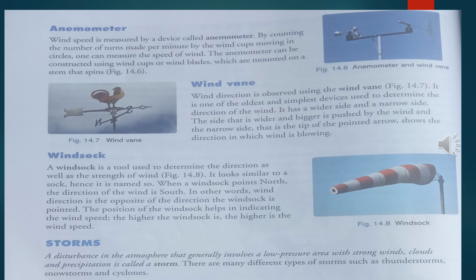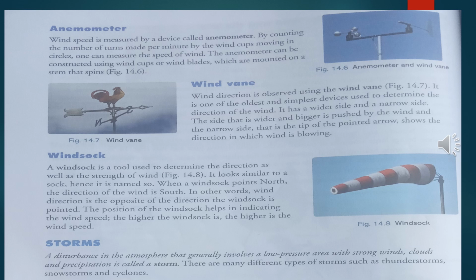And today let's discuss a few of the devices by which we can measure wind speed, find the direction of the wind, etc. So at first let's discuss the anemometer. Wind speed is measured by a device called an anemometer. You can see figure 14.6, anemometer.